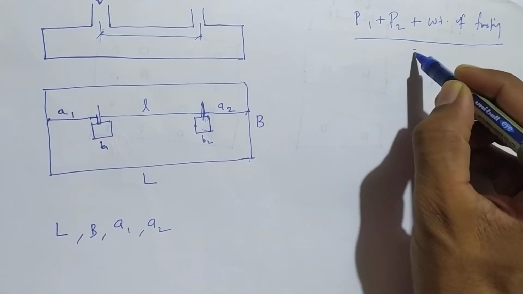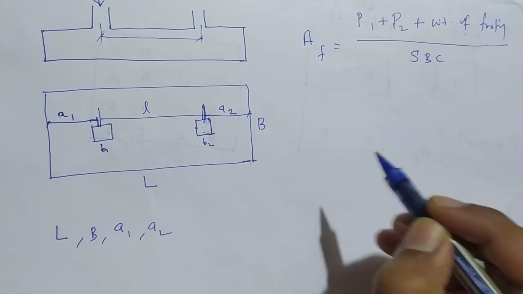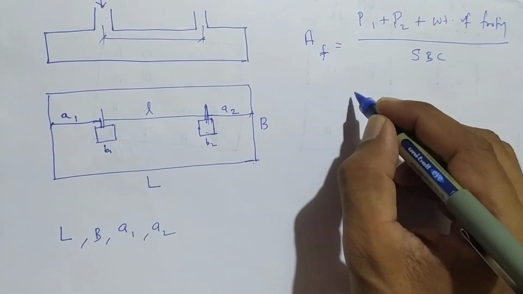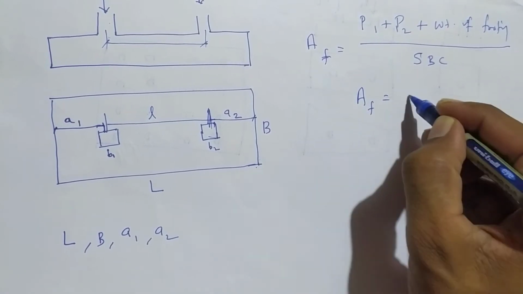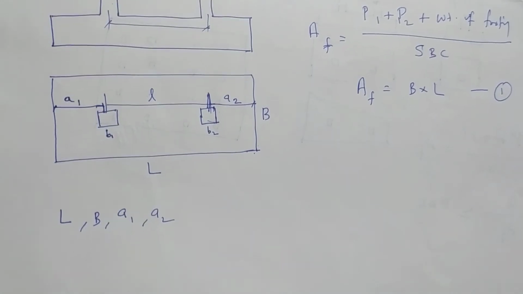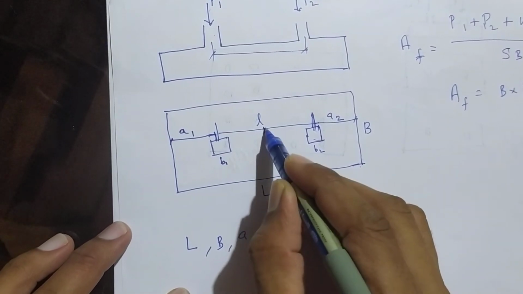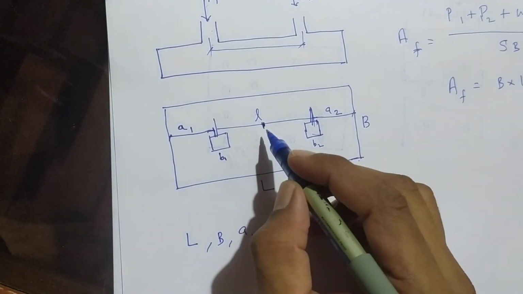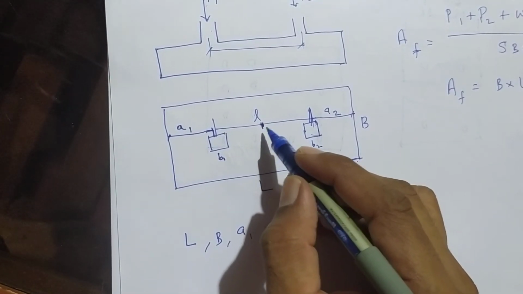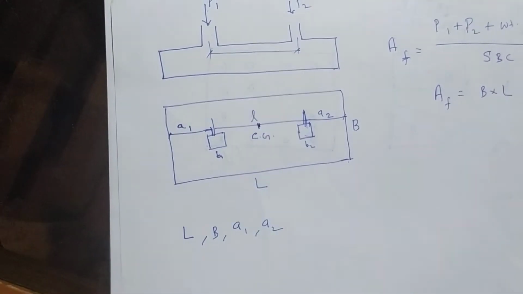So total load divided by SBC will give you the area of footing required. So AF is known. Area of footing is nothing but B into L. So this is your equation number 1. Now for a rectangular footing, your center of gravity will be acting at the center itself. But in a trapezoidal footing, it will not be at the center.